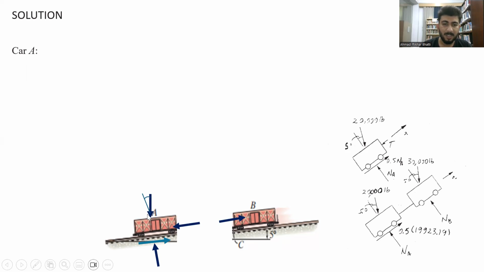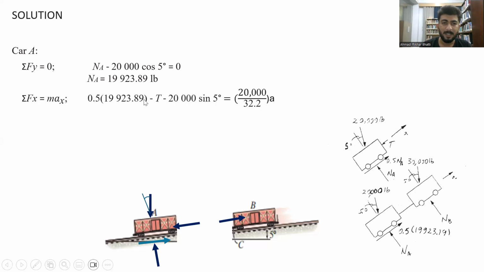So as you see in the car A, in the vertical direction, we have a normal force, which is acting vertically upward. And we have the weight that is 20,000 pounds. And we have angle 5 degree, while the angle is with y-axis, so we use cos component. So the normal force is about 19,923.89 pounds.